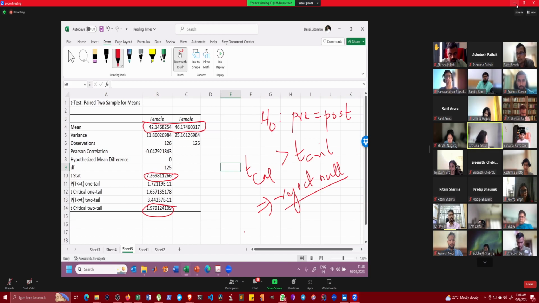Will that work? No, I can't compare males and females using a paired test. My sample size must be the same. I can do pre and post for males too. I'm selecting the same number of cells, not taking the entire female count of 128 or something. No, a paired t-test is for the same set of individuals.